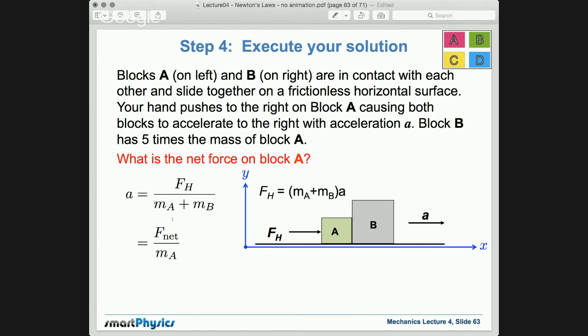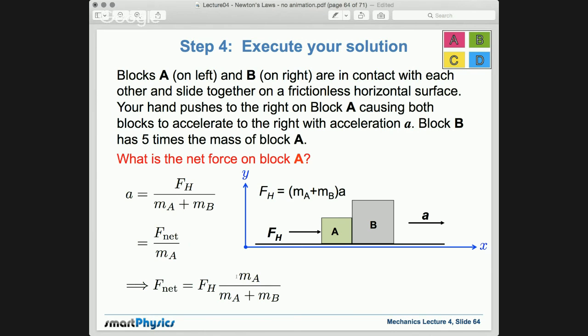And so the net force on block A, this is just Newton's second law, F net over MA is equal to the acceleration of block A. These two things are equal to each other, so we can solve for the net force on block A just by multiplying this equation by MA. This is the expression that we get, and we see that this would complete the problem if this was the end.